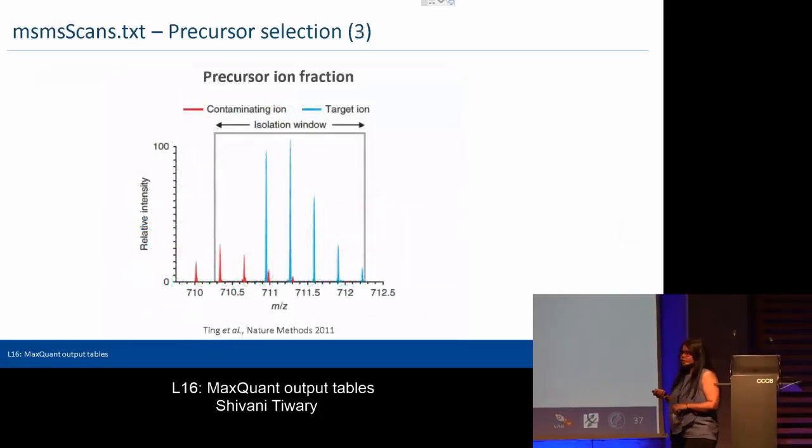And next is precursor ion fraction. It gives you the ratio of your total target ion in the isolation window. Here in the isolation window, it's not true that you will always have only the target ions which you want, but there will also be some contaminant or some other peak which came within this window.